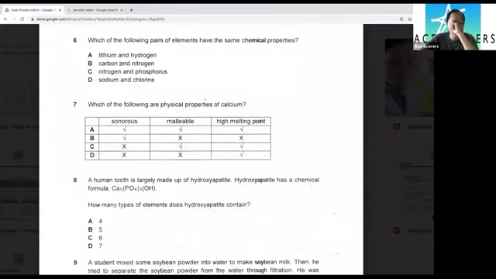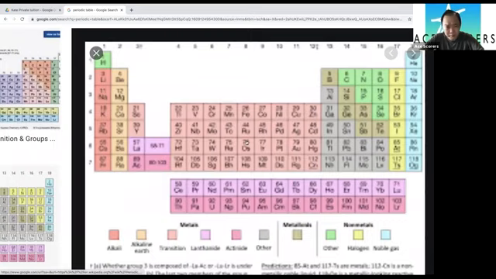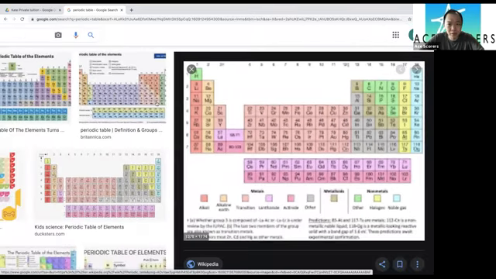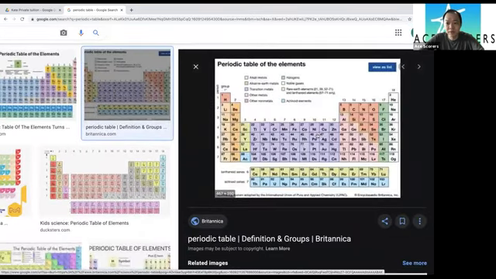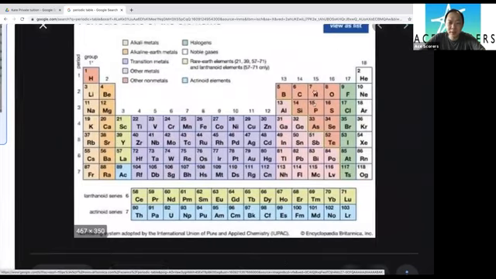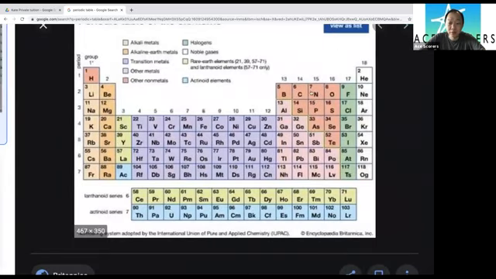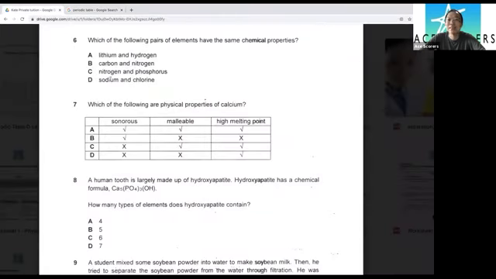Lithium, hydrogen, no. Carbon and nitrogen, they are not in the same group. Sodium and chlorine, no, they are not in the same group. Nitrogen and phosphorus. Let me find a good periodic table. Nitrogen is here, phosphorus is here, so they're in the same group. Because they are in the same group, they have the same chemical properties. So the answer is C for this.